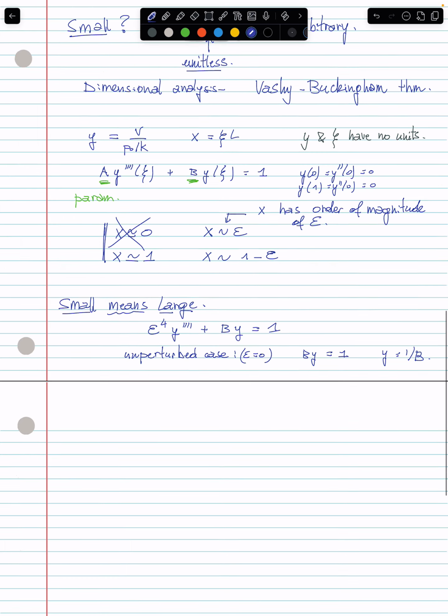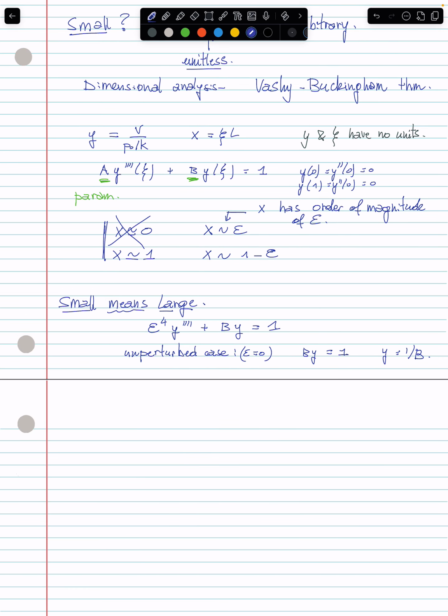Okay, that's when epsilon, the bending stiffness, is very small. What if it's very large? Well, if this is very large, instead of using epsilon, we'll certainly use 1 over epsilon. And so the problem could be conceptualized or idealized in this manner.